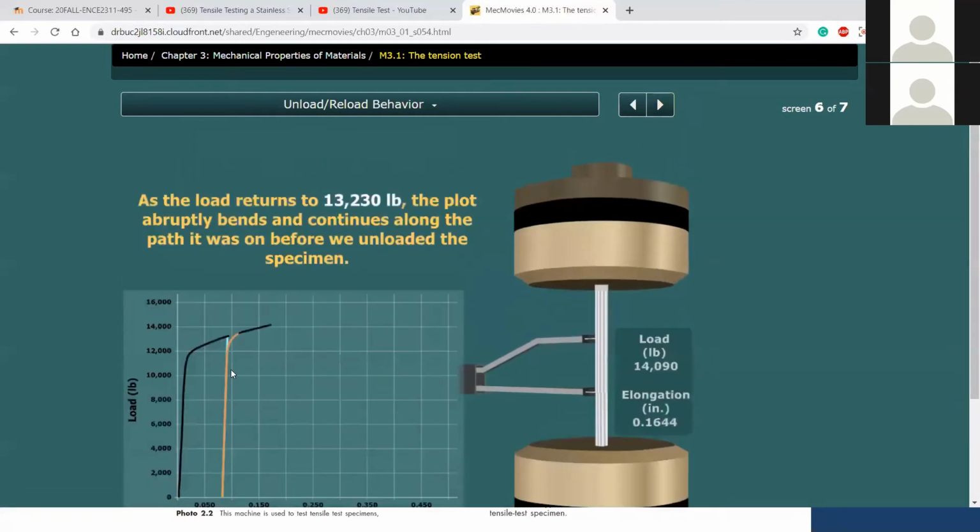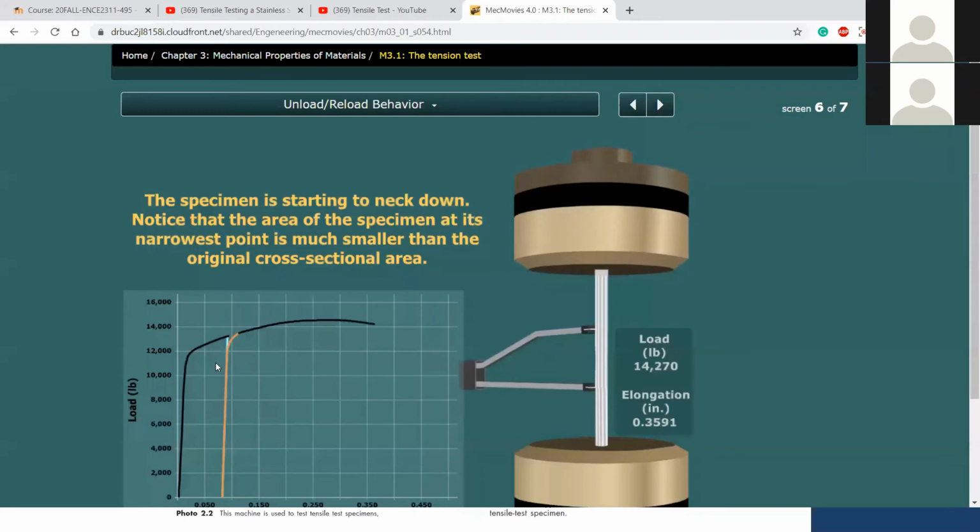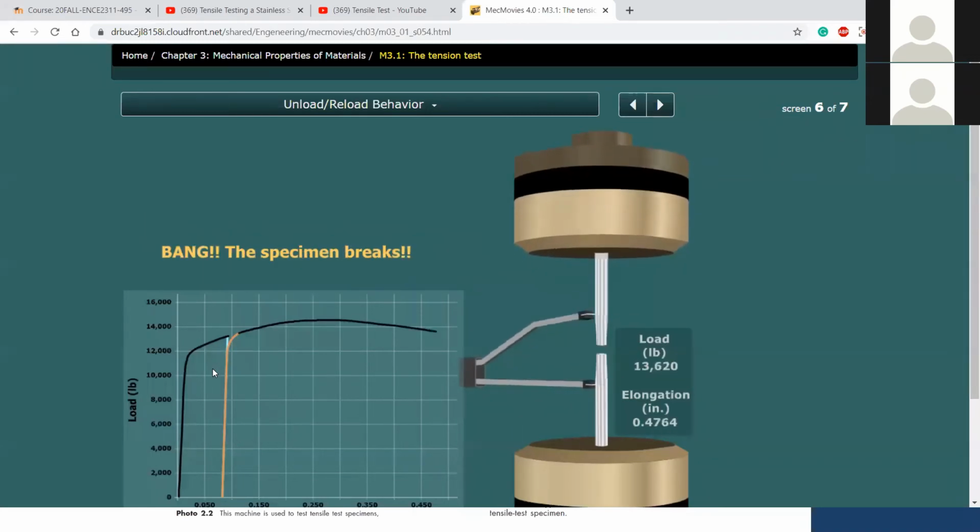See, it's starting from 13,000, and you can see, if it's already begun to deform, there's no going back. You can't reduce the load and then get some elasticity out of it after.